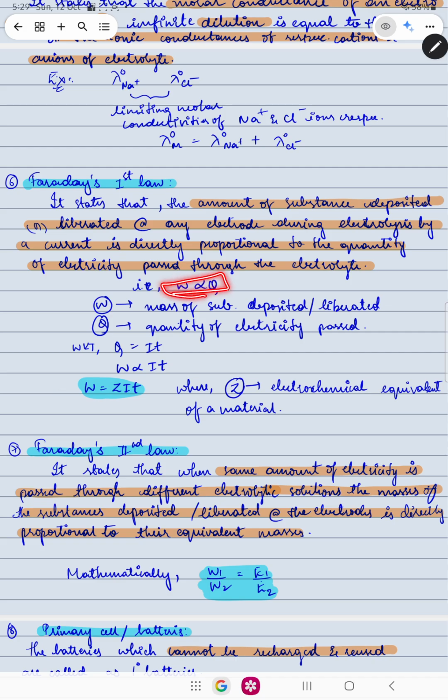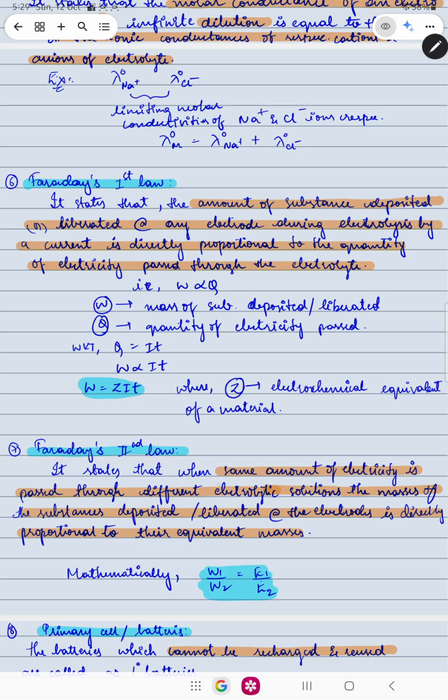So the mass of substance which is deposited or liberated is directly proportional to the charge, to the electricity which is passed through the electrolyte. Q is the quantity of electricity passed. Q is equal to IT. We know that. W is directly proportional to IT, and when we remove the proportionality sign, we get Z, and Z is the electrochemical equivalent of the material. This is important, you guys.